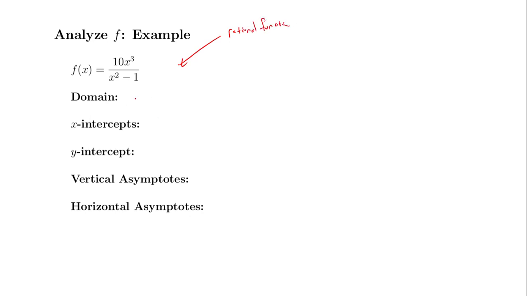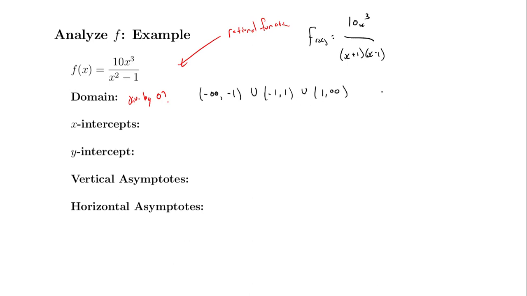That means for the domain, it's really, where are we dividing by 0? So I might rewrite this function out. I might call it 10x cubed over, and then I'm just going to factor x plus 1, x minus 1. And then we can see these problems with division by 0 at positive or negative 1. So we'll say everything from negative infinity up to negative 1, from negative 1 up to 1, and from 1 to infinity. You can use these union symbols to put these things together.